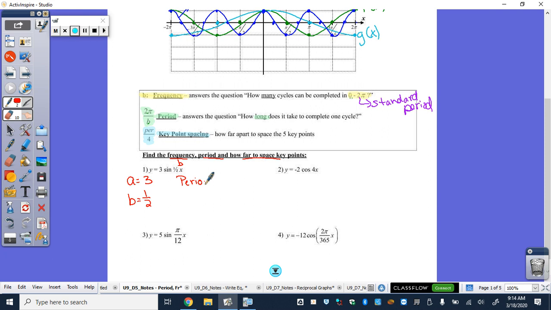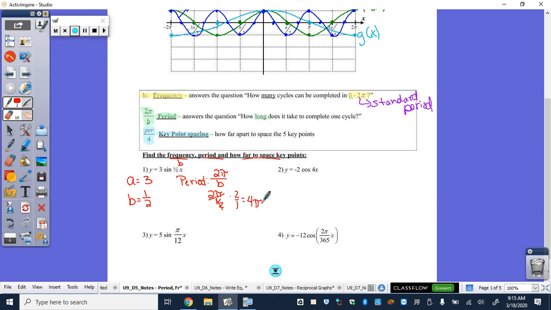The period here, again, we use the expression 2 pi over b. So in this case, it's going to be 2 pi over 1/2. So to get rid of our 1/2, I got to flip and multiply.